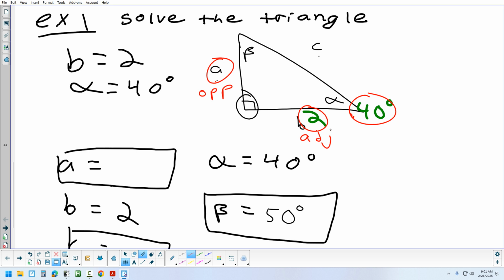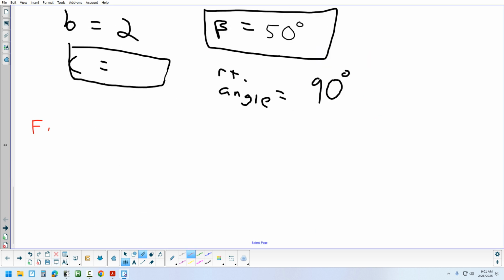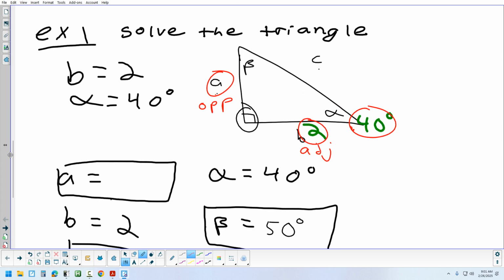So because we chose to find A, finding A involves the opposite and the adjacent. There's only one trig function out of the 3 we're using today that has opposite and adjacent in it. Is it sine, cosine, or tangent? Yep.